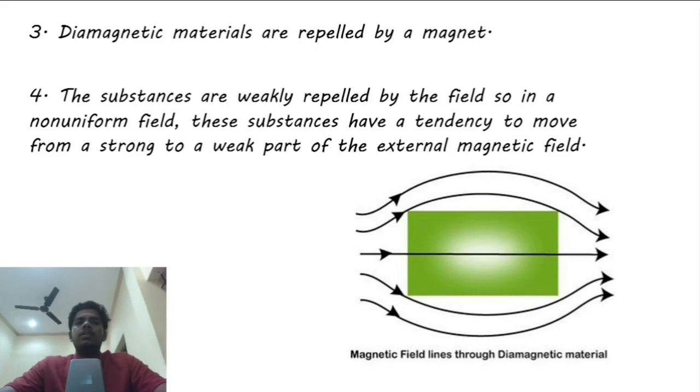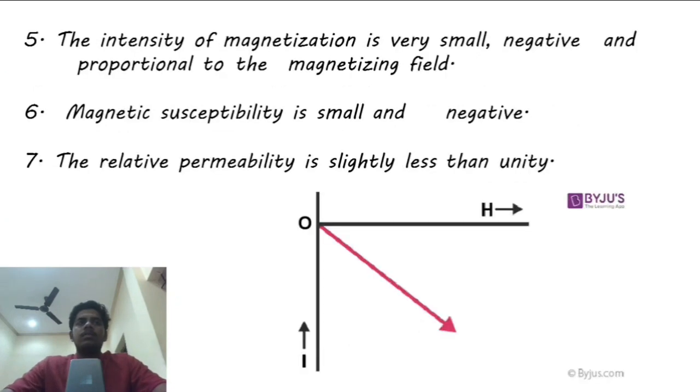Diamagnetic materials are repelled by a magnet. The substances are weakly repelled by the field. So in a non-uniform field, these substances have a tendency to move from a strong to a weak part of the external magnetic field. The intensity of the magnetization is very small, negative, and proportional to the magnetizing field.